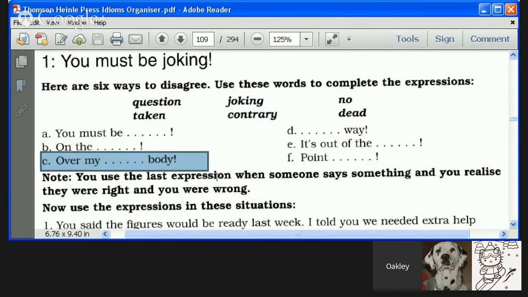Okay, Heidi, letter C. Over my dead body. Why would somebody say that? Can you give me an example? If you want to do that, if you insist on doing that, then go over my dead body. You'll have to kill me first. Yeah, that is the idea.